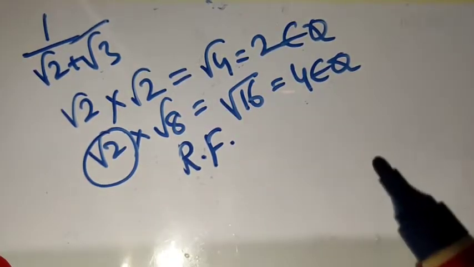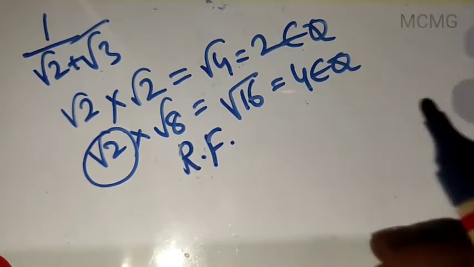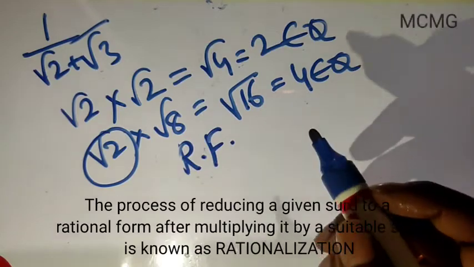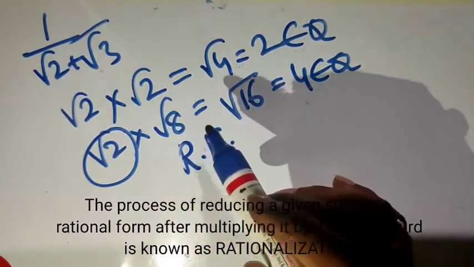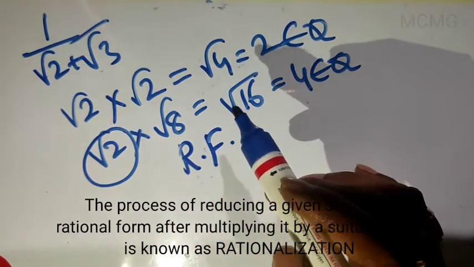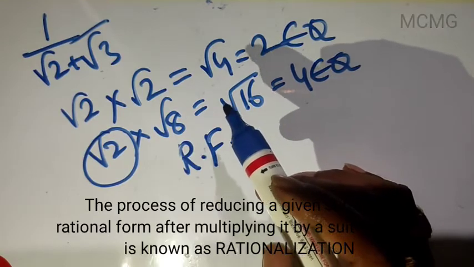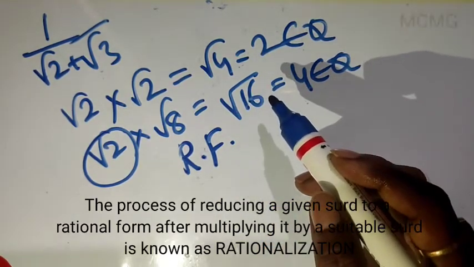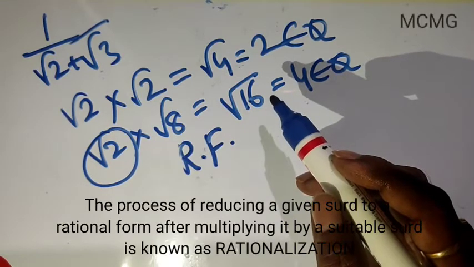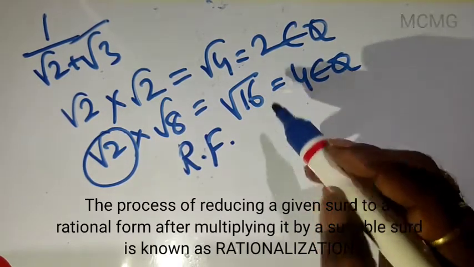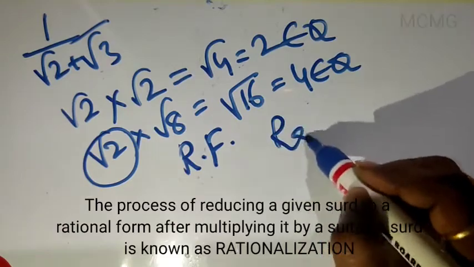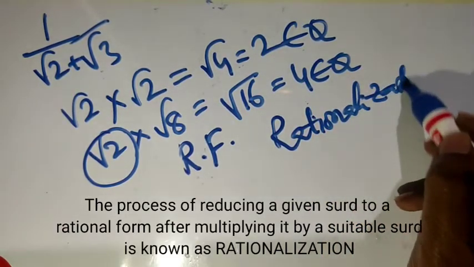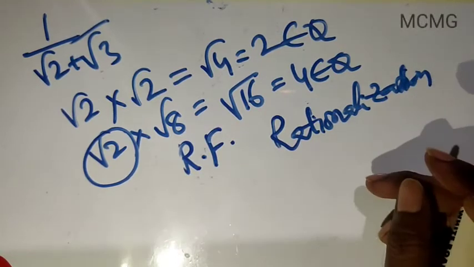The rationalization process we can explain in another way also, that is, in other words, the process of reducing a given surd to a rational form after multiplying it by a suitable surd. This process is known as rationalization. You can see on the screen.